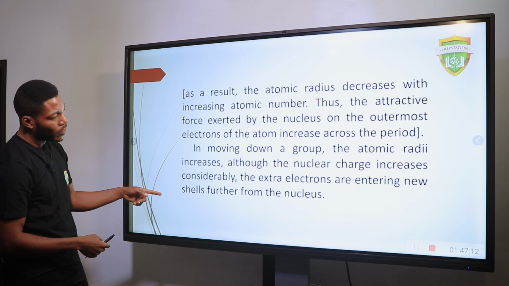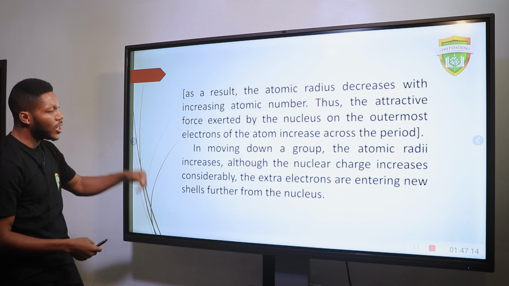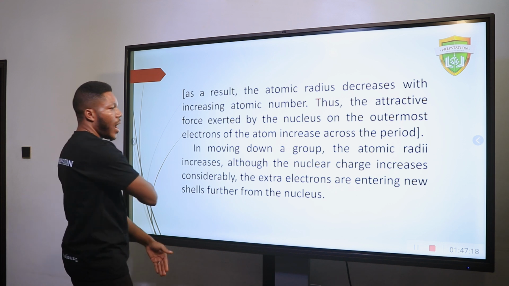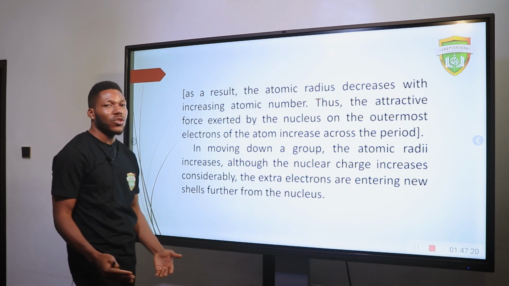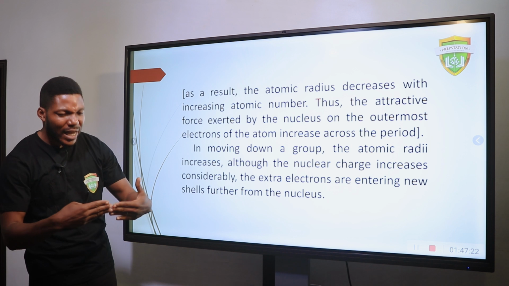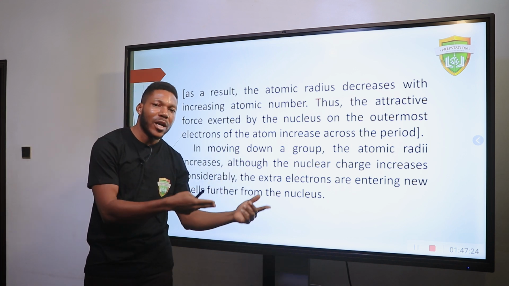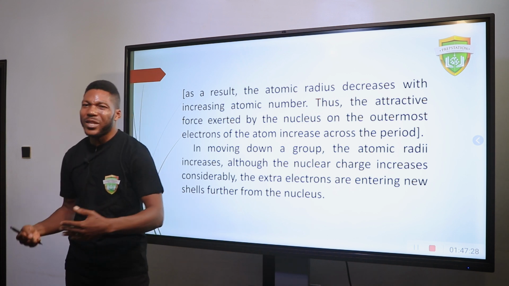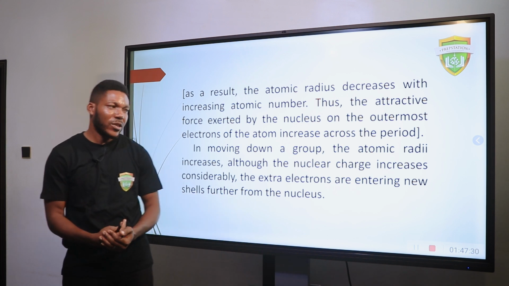I've discussed it before. Electrons are added to a new shell down the group, but added to the same shell across the period. That leads to this: the more the nuclear charge, the smaller the size of the atom, and the more the attractive force of that particular atom.